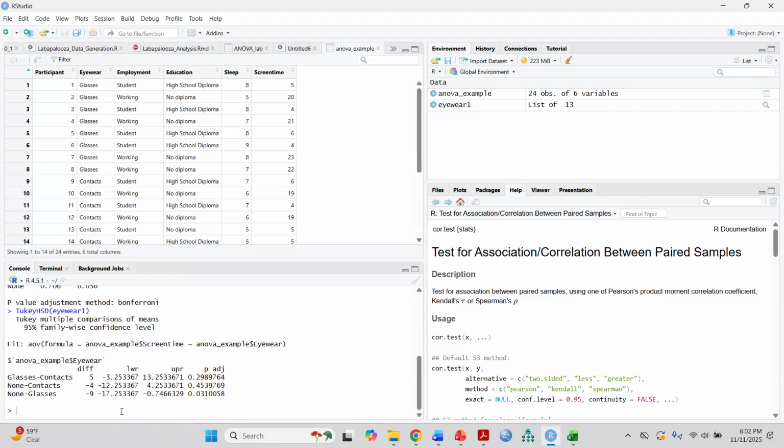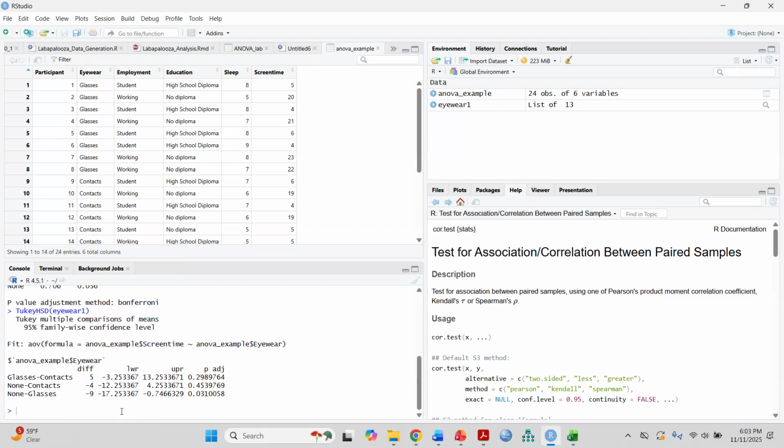Anyways, given that, I would like you to conduct an omnibus one-way ANOVA to see if people who wear glasses, contacts, or neither score significantly different in terms of average sleep. Let me know if there is a significant omnibus one-way ANOVA F-test. All right, well, let's actually figure that out.